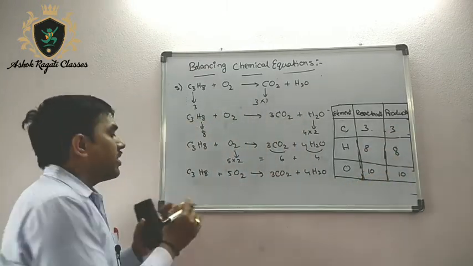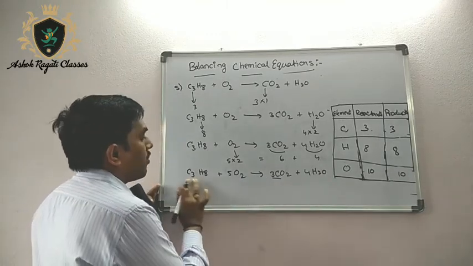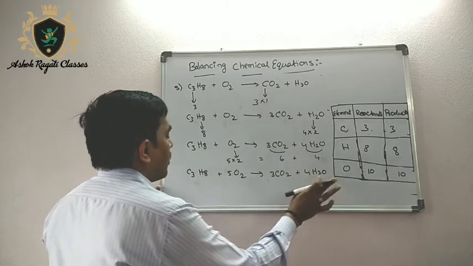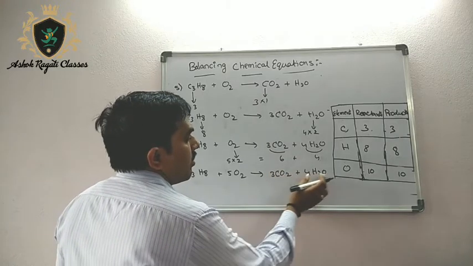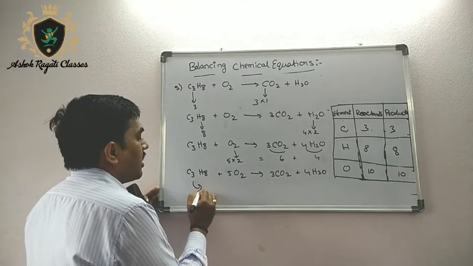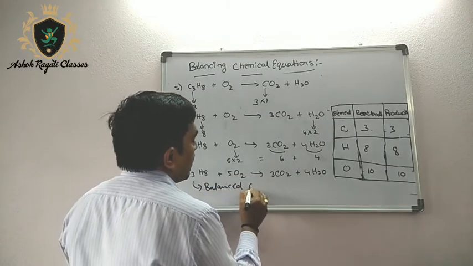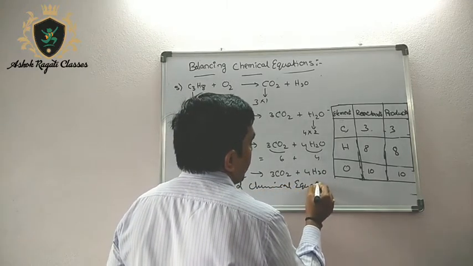Now cross check it once. Carbons 3, 3. Okay, balanced. Next, hydrogens 8. 4 2s are 8. Okay. 5 2s are 10. 3 2s are 6, 4 1 is 4, so 6 plus 4 is 10. 5 2s are 10. This is a balanced chemical equation.